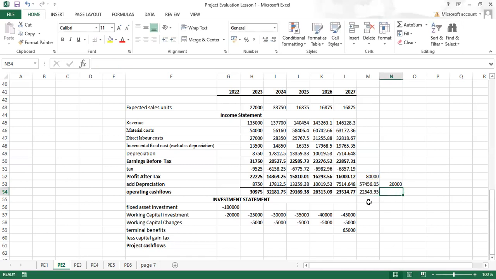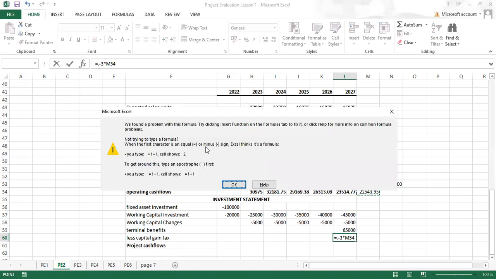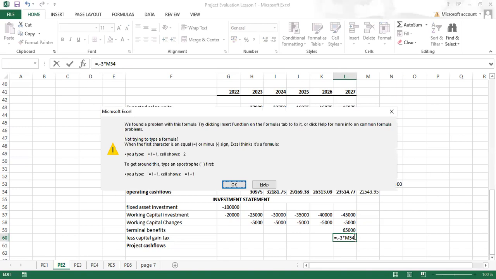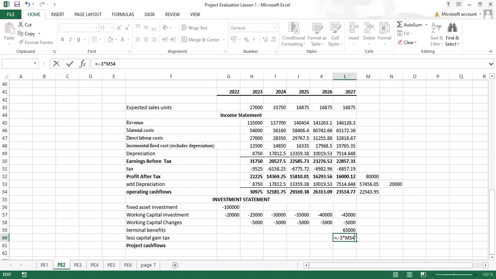So this one, our capital gain tax, equals minus 0.3 times what was above it. Control Enter. I had forgotten to put the equal sign. Sorry, let me write. I had written badly. You start with equals minus 0.3 times this one. That is the capital gain tax.